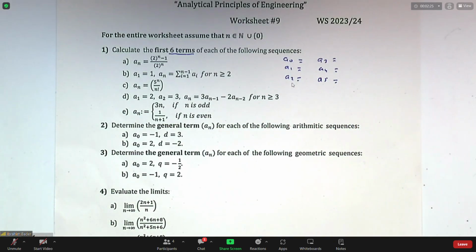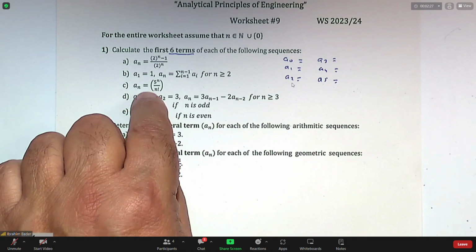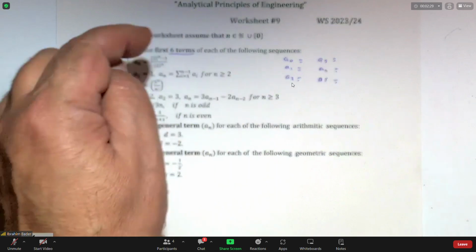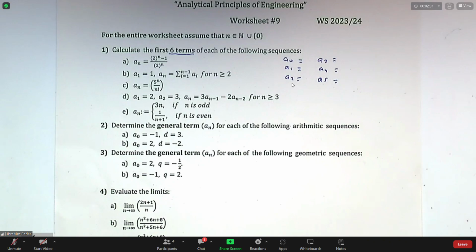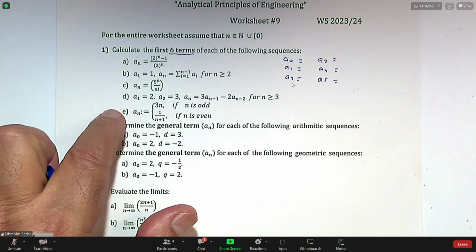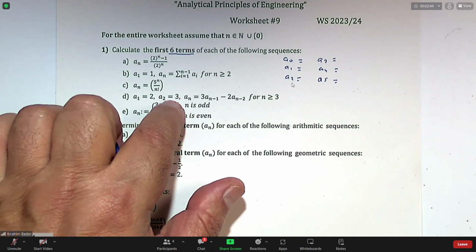Okay, so for each sequence, notice that the second one is the sum of all the previous. It means you start at 1. The number C, we studied actually, is the factorial. Number D is interesting because it's using recursion.